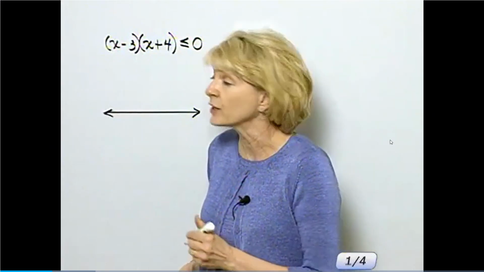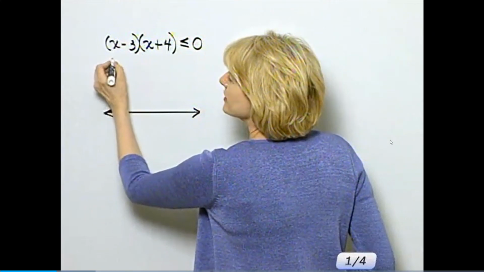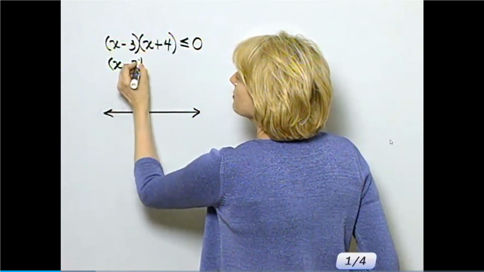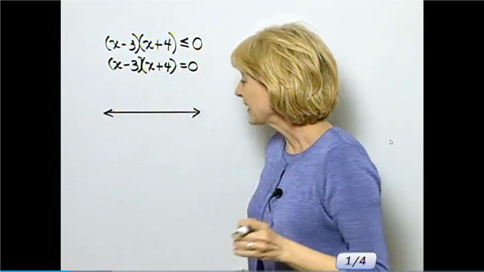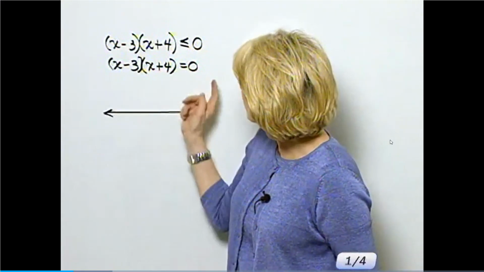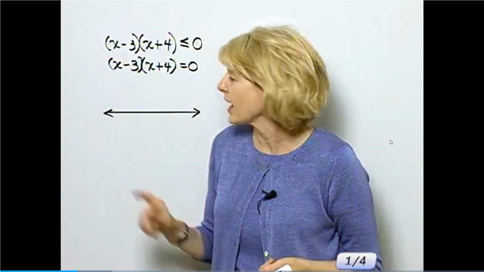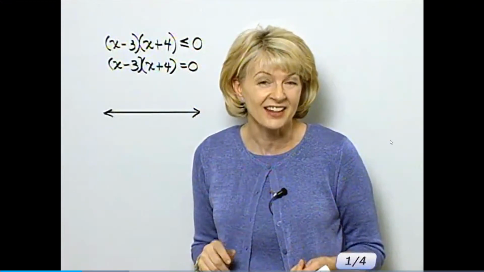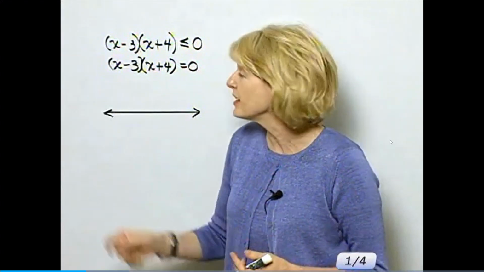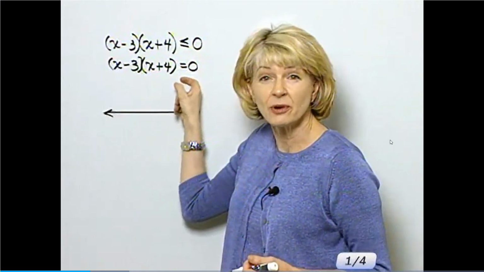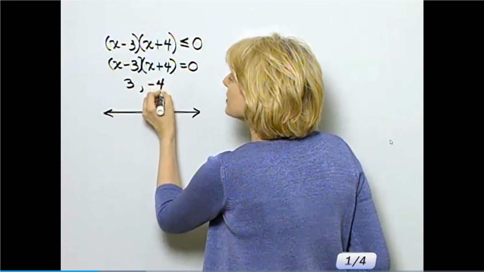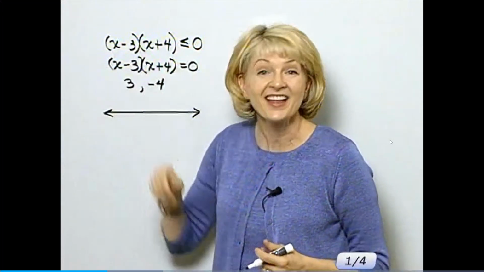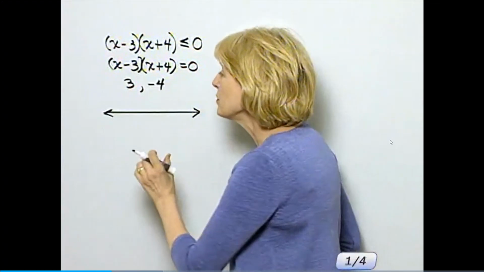First, we'll look at the related equation. In this case, it is x minus 3 times x plus 4 equals 0. And let's solve the related equation. To solve this equation, notice I have 0 on one side. I have a factored polynomial on the other side, so I can use the zero factor property, set each factor equal to 0, and I would have solutions of 3 and -4. Now, these are solutions of the related equation, not the inequality. What we'll do, though, is the following.